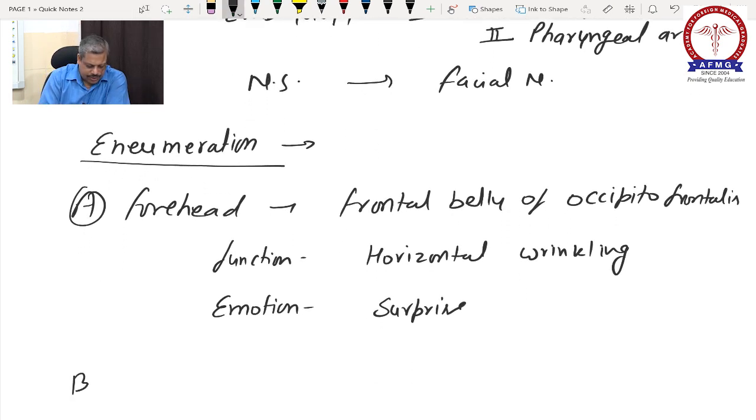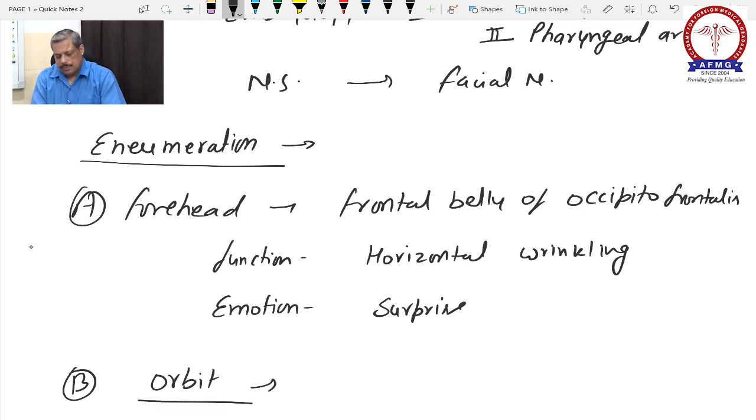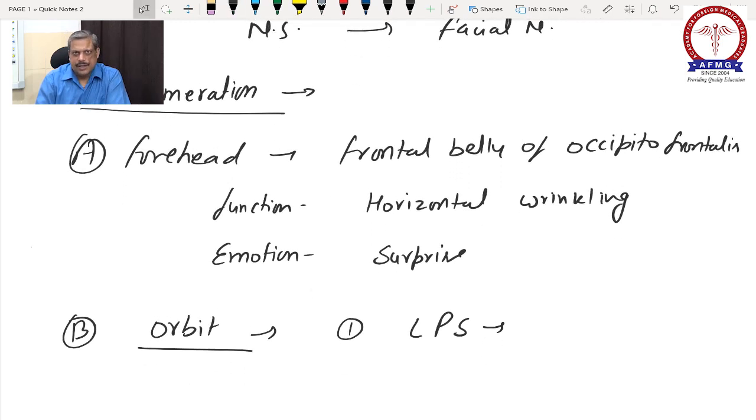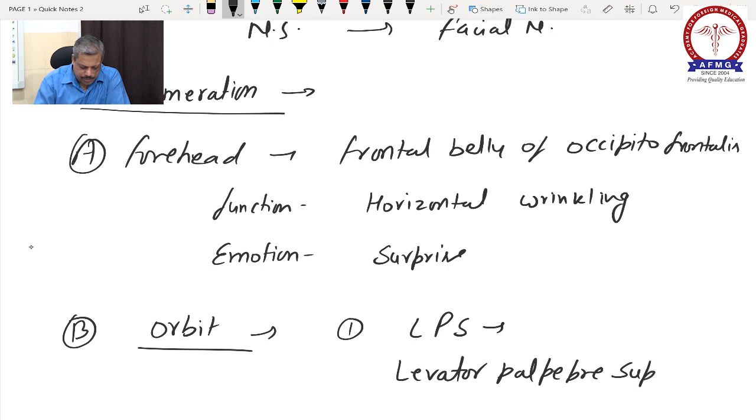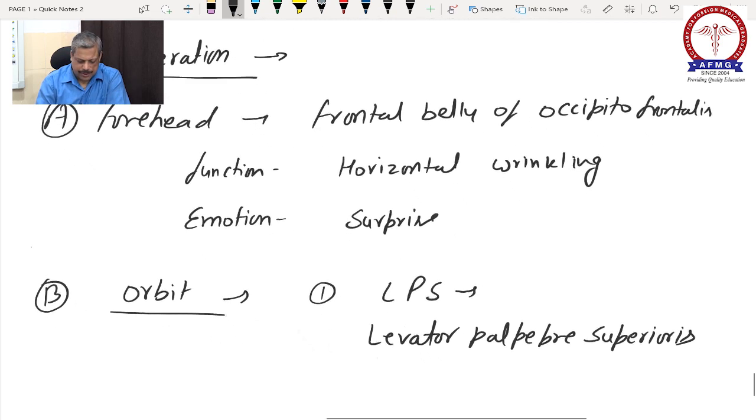The second region is the orbit. What muscles are present around the orbit? Number 1 muscle is the LPS muscle. The complete name of LPS is levator palpebrae superioris muscle.